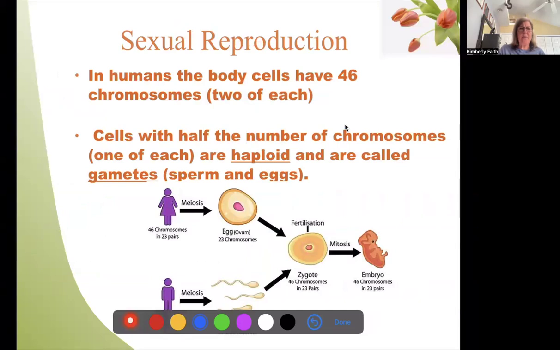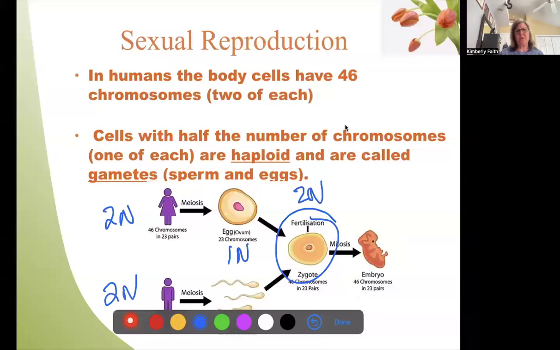So again, in sexual reproduction in humans, body cells have 46 chromosomes. So we are diploid here and diploid here. And then we're going to undergo the process of meiosis to get a haploid egg and sperm. And then we are going to fertilize that, so we'll be back to 2N. So we can see that progression, 2N, 1N, 2N, in order to have an offspring.